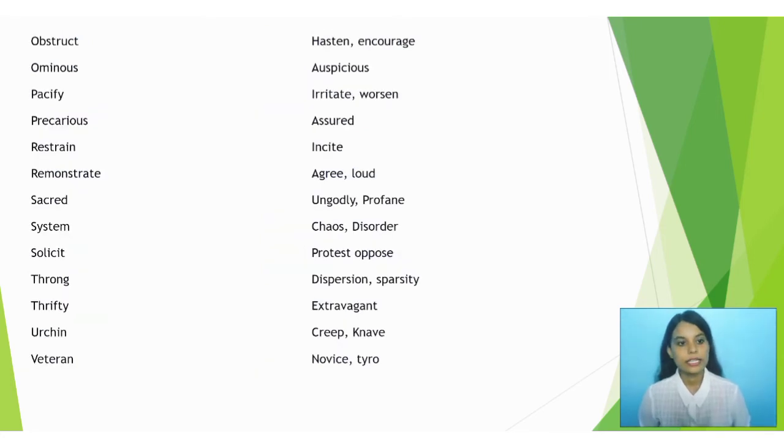The next word is obstruct, and the opposite of obstruct is hasten or to encourage. The next word is ominous, the opposite of which is auspicious. Like this is bad luck, you can say, and this is good luck. Auspicious, like good moment or good luck.